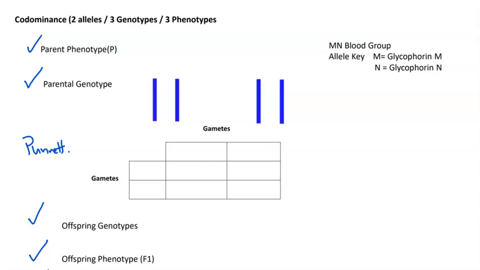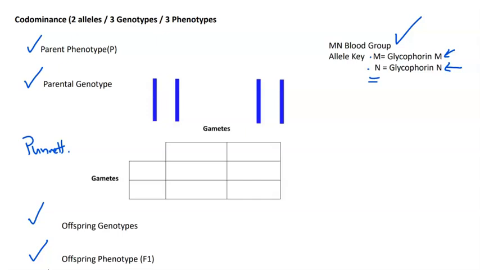The topic that we're going to choose is the MN blood group, in which glycophorin A takes two forms. It's M or N, which makes this very simple to add an allele key. So since it's codominance, we can use different letters. If you do dominance, you have to use the same letter in the upper and lower case.